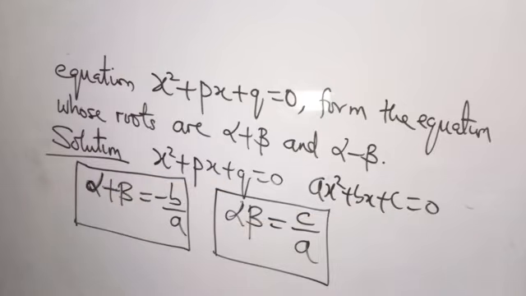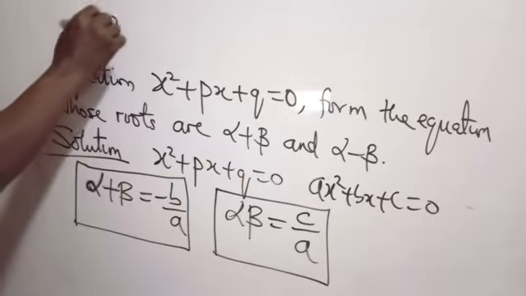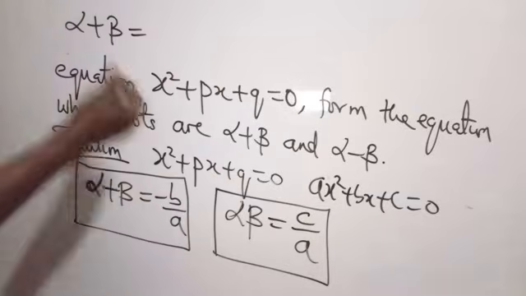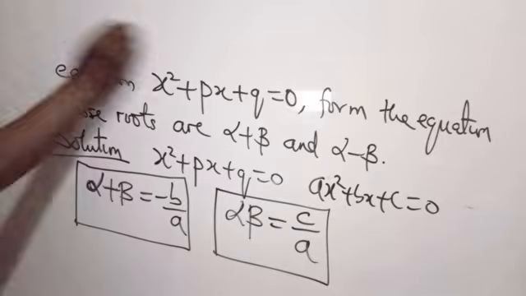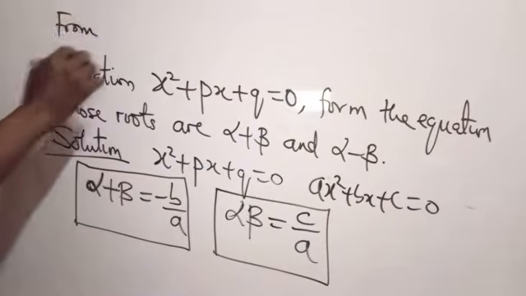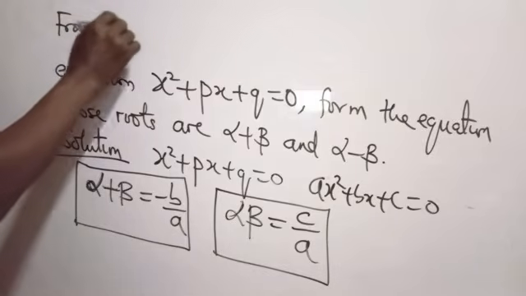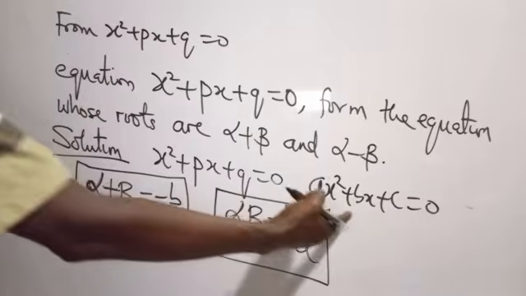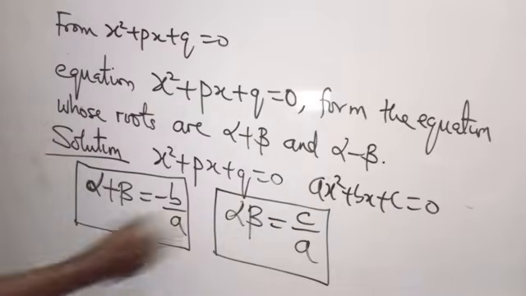Therefore, alpha plus beta will be minus b all over a. Let me write this more clearly. This alpha plus beta, we said, is minus b over a. Now, comparing these values, let's write it in a way you understand very well. I want you to get it quite right. Now from x squared plus px plus q is equal to 0, we compare this with this general equation.